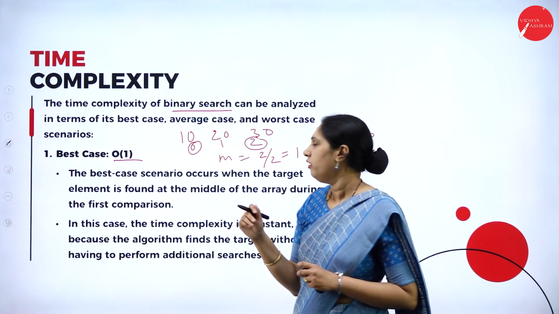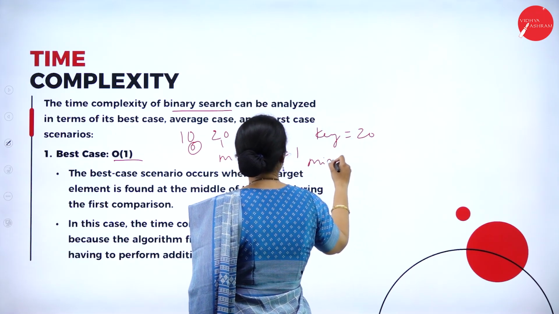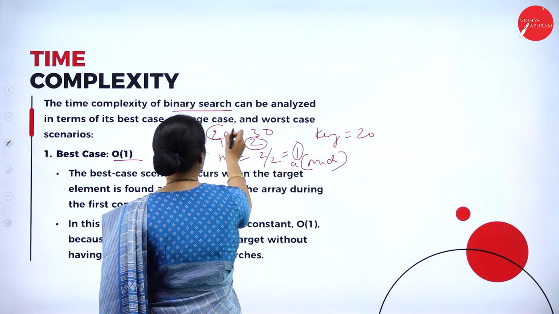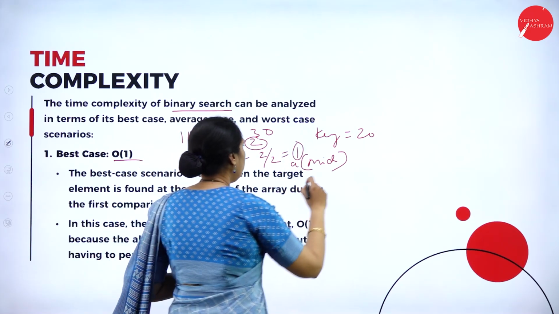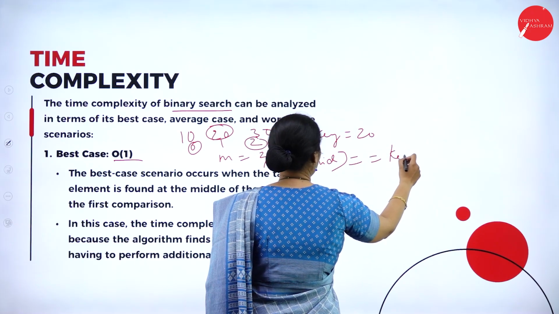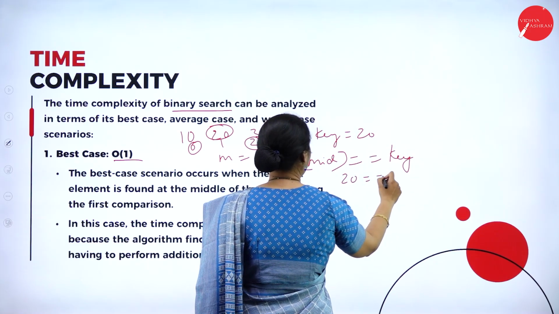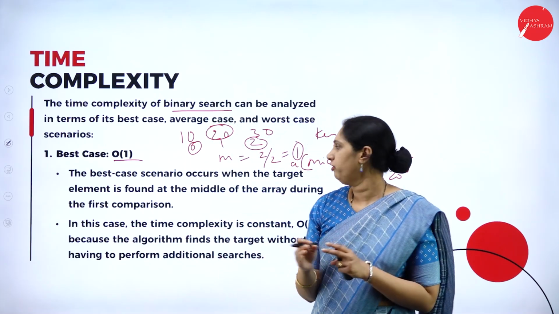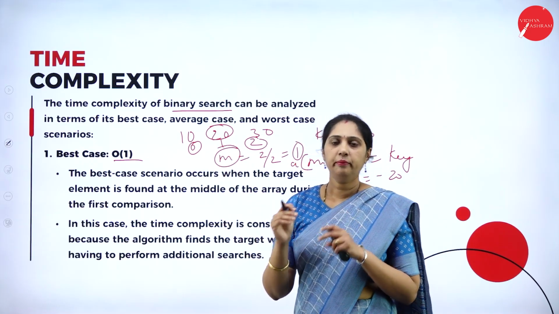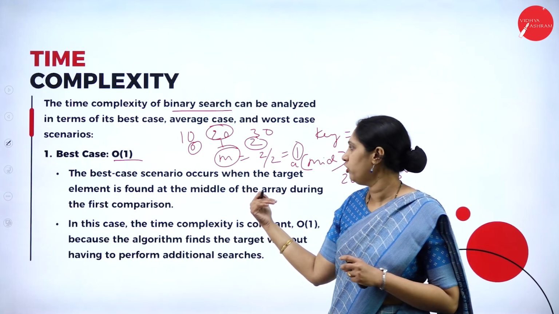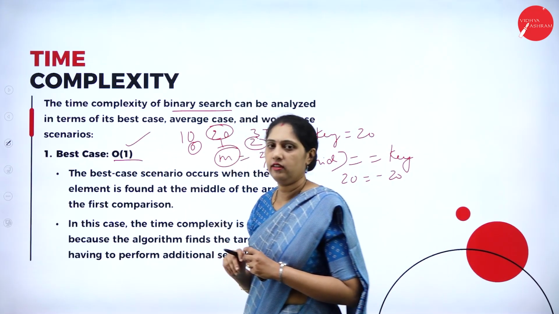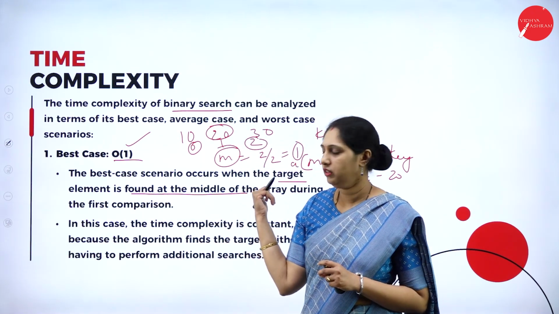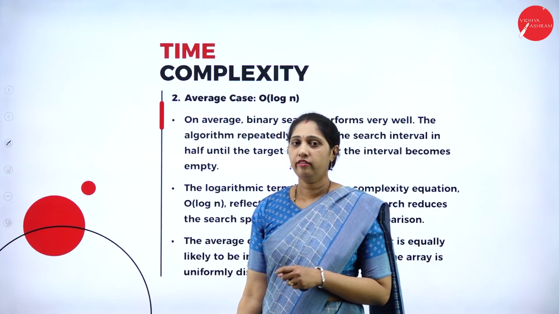So, as we discussed, we check A of mid. What is A of 1 here? A of 1 is 20. Suppose my key is 20, and A of mid is equal to key. I check the condition: 20 is equal to 20. That is the best case, only one comparison. Immediately when I got my mid and compared with A of mid, the key is found. That is a successful search, so the best case is big O of 1. This happens when the target element is found at the middle. That is the best case. Then what about the average case?